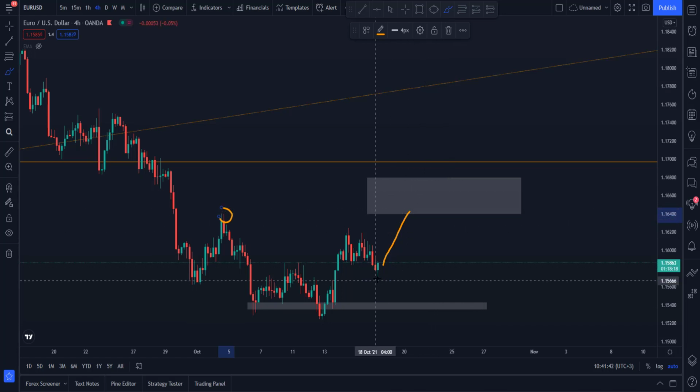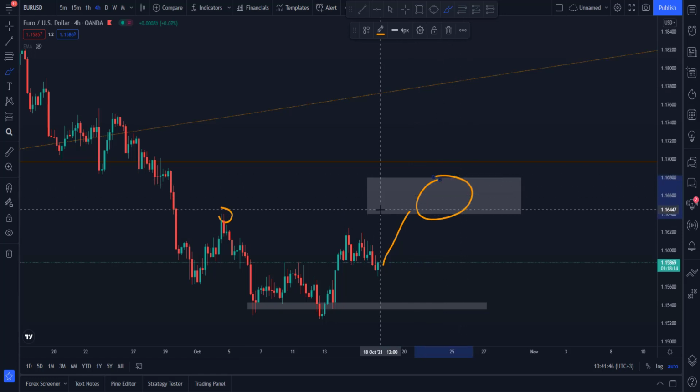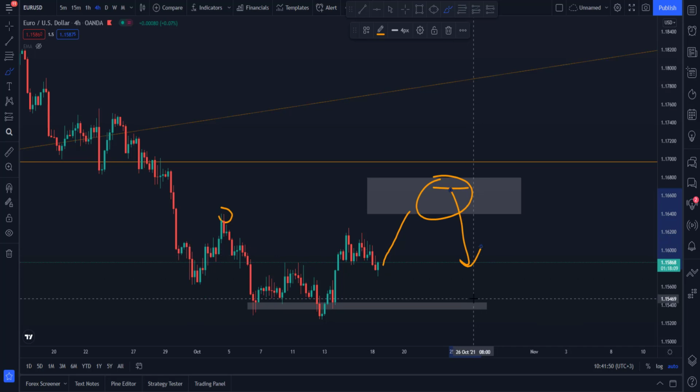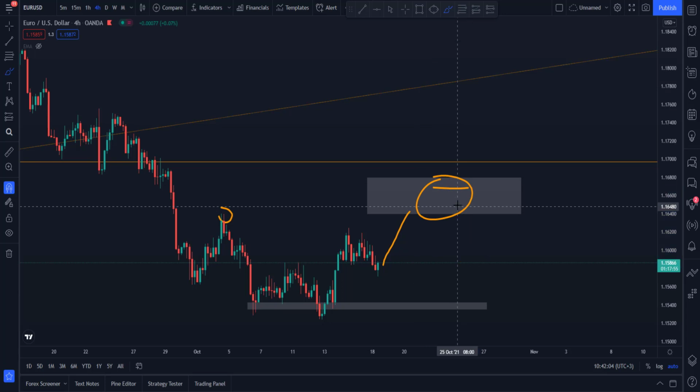So if we do see price action coming up here and the market giving us a reversal signal inside of this zone, then this is going to be the perfect setup to enter a short trade, and that would also give us a better entry opportunity because of the risk to reward ratio that we would have. As soon as we see that reversal here, that means we could look for short positions.